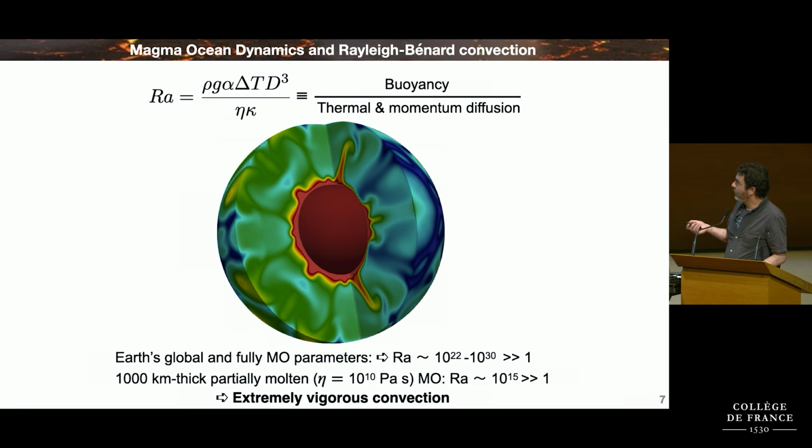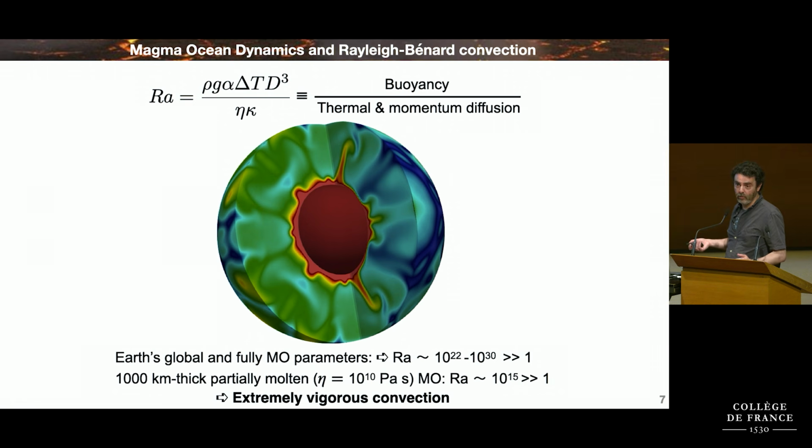And this is also something that was mentioned in Anne's presentation. If you think of a magma ocean, this is basically a material with very low viscosity. And so if you express the Rayleigh number, the vigor of convection, with a very low viscosity in particular, then you end up with values of this Rayleigh number that are well above the critical value, 10 to the power 22, 10 to the power 30 for a fully molten magma ocean. Even for a partially molten magma ocean, not even a global one, for the Earth, you would get values on the order of 10 to the power 15, so much greater than 1.